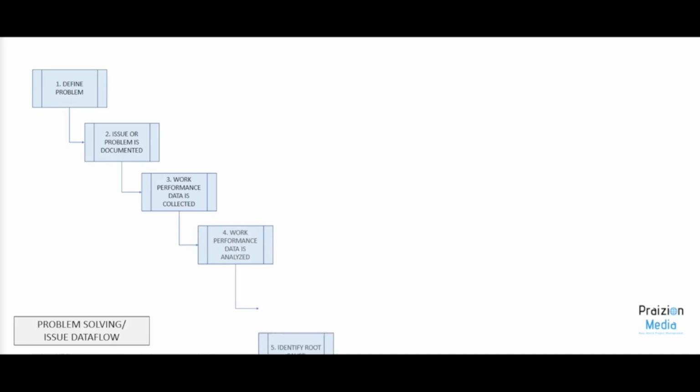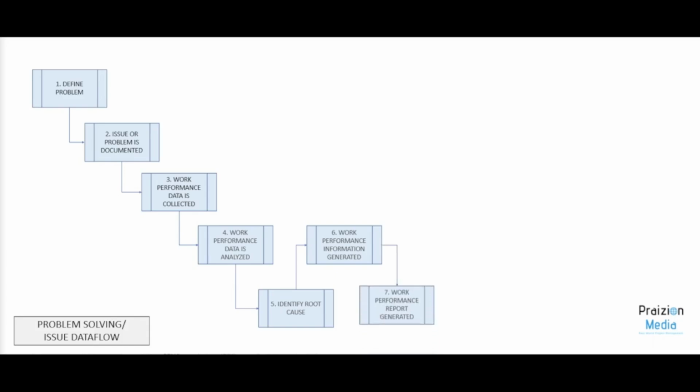Work performance data needs to be analyzed to solve the problem, and we identify the root cause as a result of the data we've generated. Work performance information is generated to help us solve the problem. Work performance reports are also generated, and this could in turn help us understand that there are problems and help us to solve the problem.